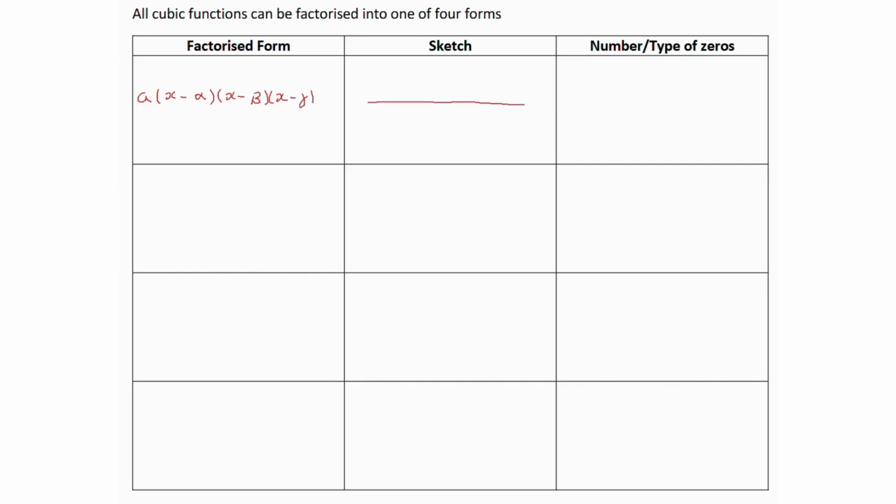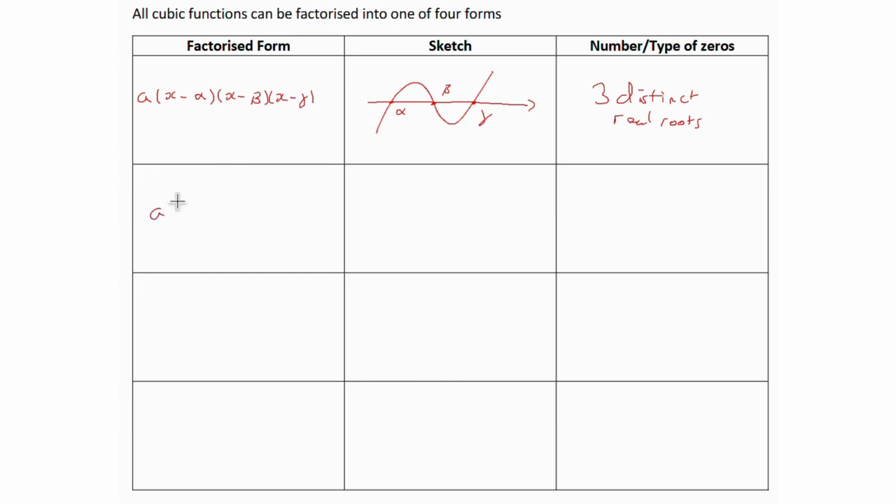What that looks like is, if this is the x-axis, it's going to have 3 roots on this cubic at the points alpha, beta, and gamma. There are 3 distinct real roots to this type of cubic.